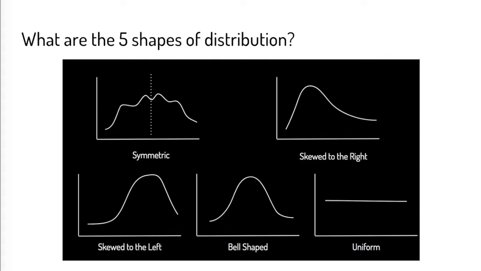Meanwhile, scoot to the right is when most of the data is concentrated to the lower side on the x-axis, and scoot to the left is vice versa. Uniform is when all the data are the same, regardless of the x value.